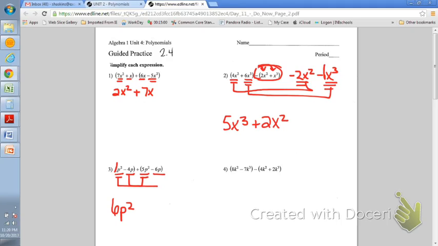Then I combine my two terms that are to the first degrees. They're the same sign, so I have to add. Bigger sign still negative, so 4 plus 6 is 10p.